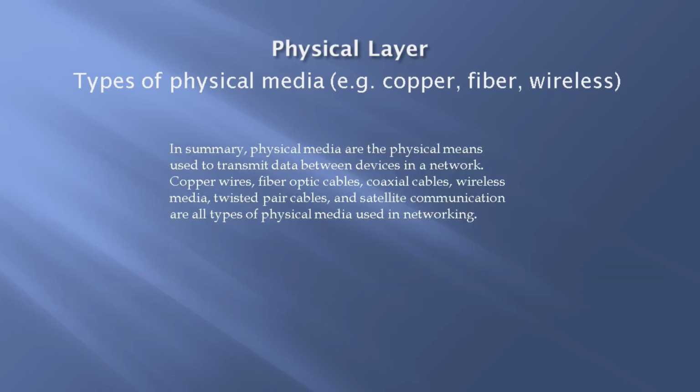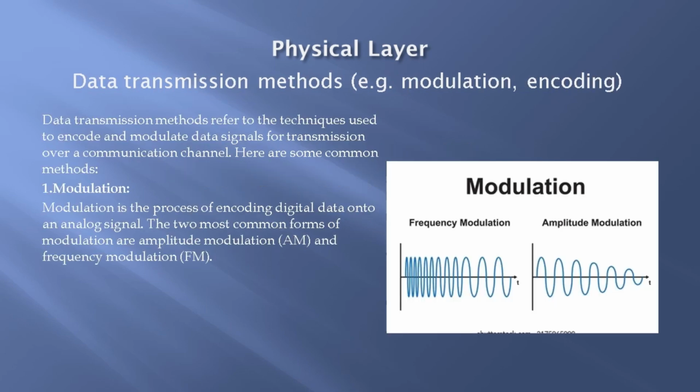In summary, physical media are the physical means used to transmit data between devices in a network. Copper wires, fiber optic cables, coaxial cables, wireless media, twisted pair cables, and satellite communication are all types of physical media used in networking. Data transmission methods, for example modulation, encoding.